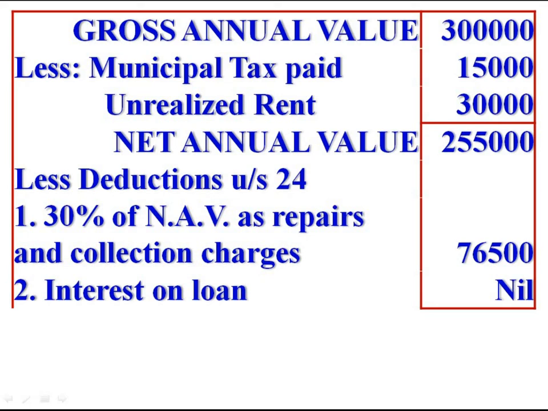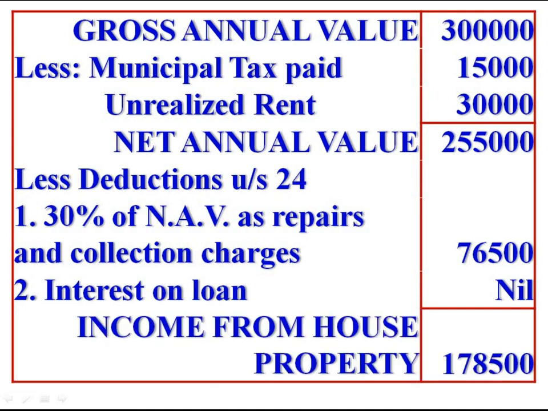Deduct rupees 76,500 from 2,55,000. We get 1,78,500. It is the income from house property. 1,78,500. This is the answer of the problem.